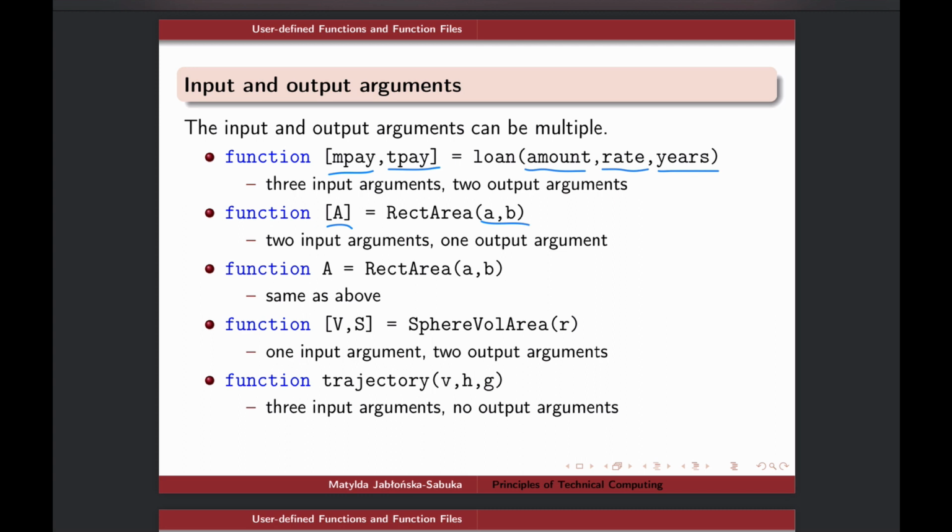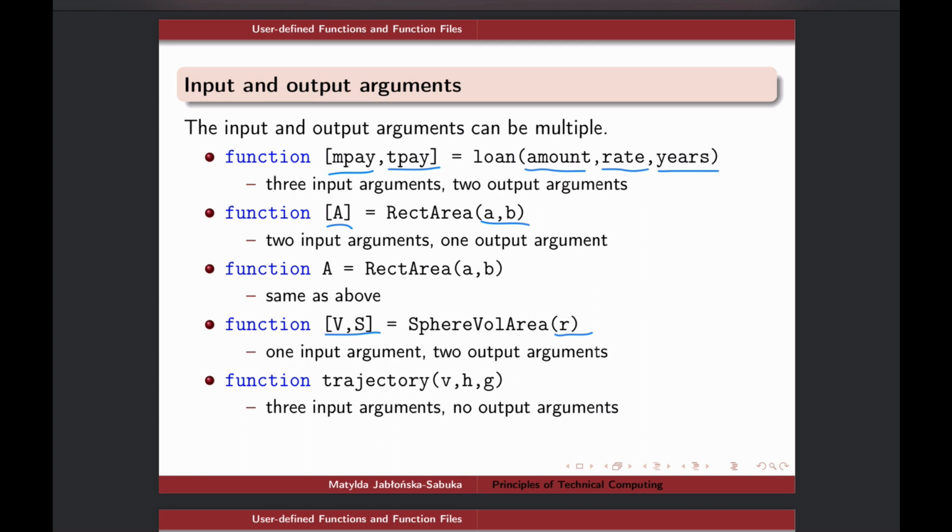Then we have a function with 2 outputs and just 1 input. So for instance, we want to write a function which will calculate both the volume and the area of a sphere. All you need for that calculation is just the radius of the sphere, and then based on the formulas given inside, we would get as output the volume and the area.